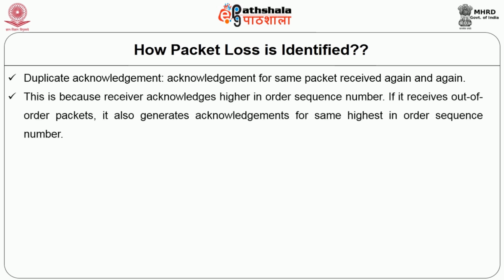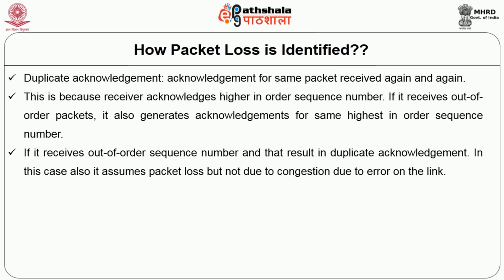This is because the receiver acknowledges the highest in-order sequence number. If it receives out of order packets, then it also generates acknowledgements for the same highest in-order sequence number, and that results in duplicate acknowledgement. So in this case also it assumes packet loss, but due to some error on the transmission link. What happens in a fast retransmit algorithm is that only the lost packet will be retransmitted.